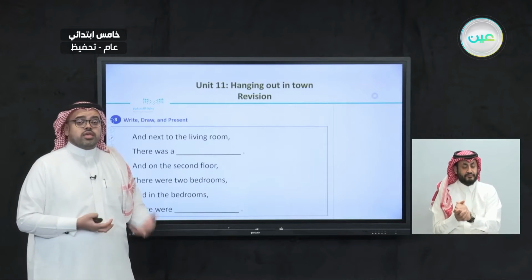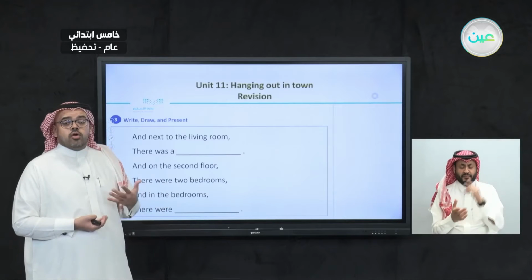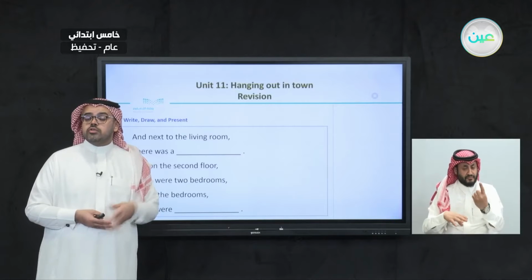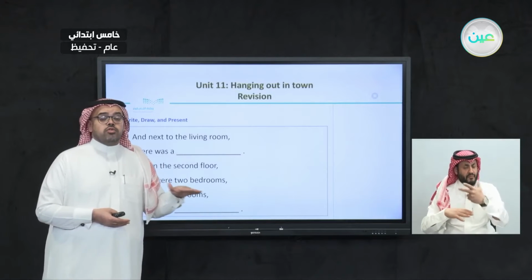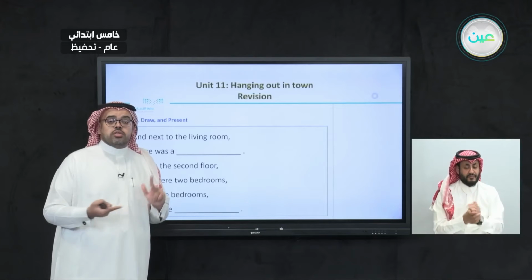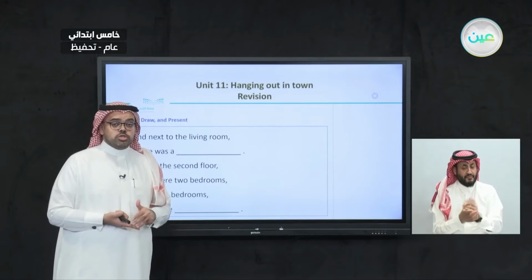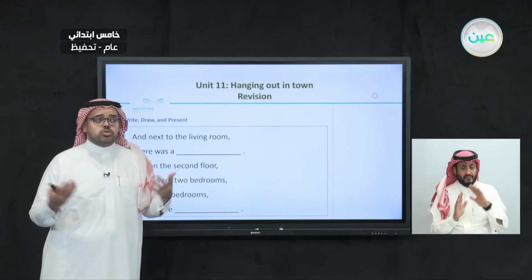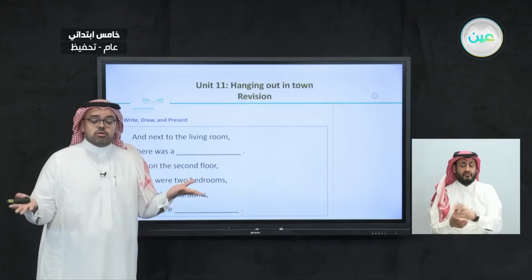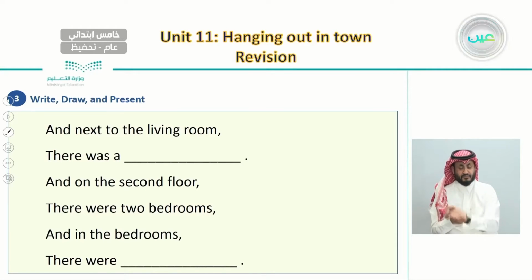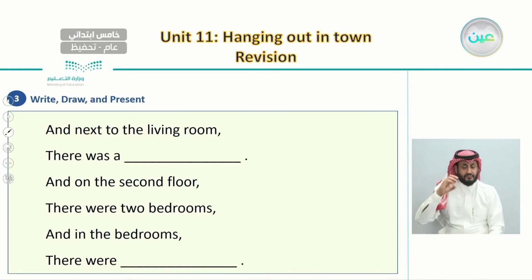So, as we said, imagine or just think of the rooms that we can usually see in a 2 floors house. On the first floor, we said we can see the living room, the kitchen, the dining room, or even the washing room. So here we already used the living room. How about choosing, let's say, a kitchen? We can use kitchen. So we say, and next to the living room, there was a kitchen. Now let's continue the chant.